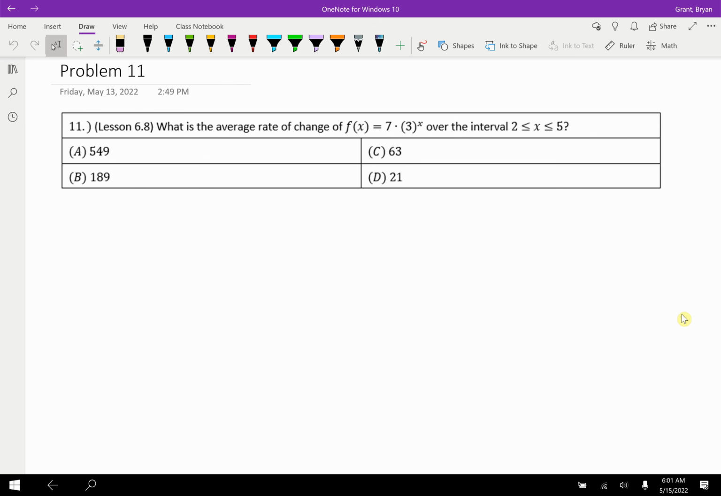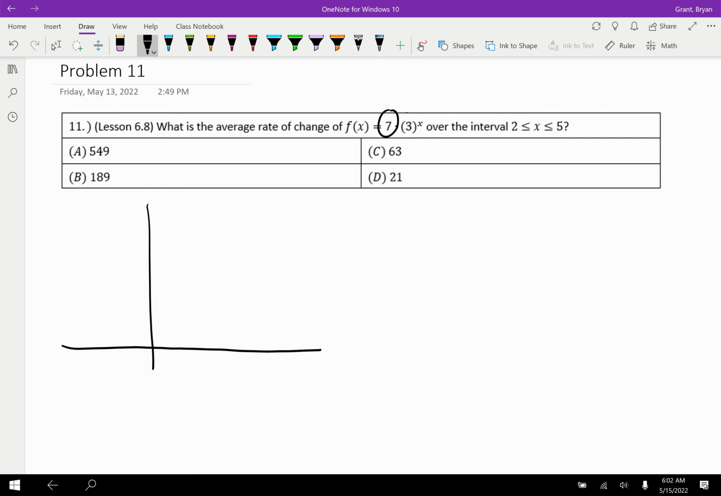We're back to problem 11 here, which comes from lesson 6.8 if you need a refresher. We've done the average rate of change on and off all year now, but it is okay if it doesn't make sense to you yet. We're going to understand that today. So here's the idea. General graph first. You don't actually need the graph, but I think it helps to understand what's happening.